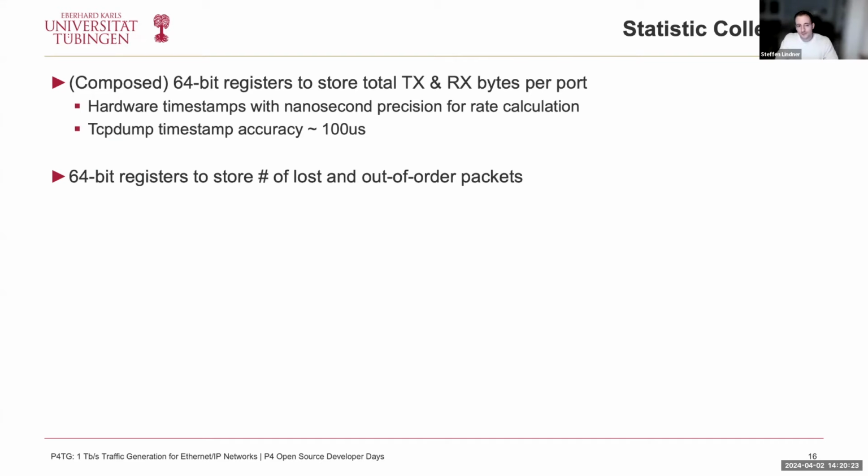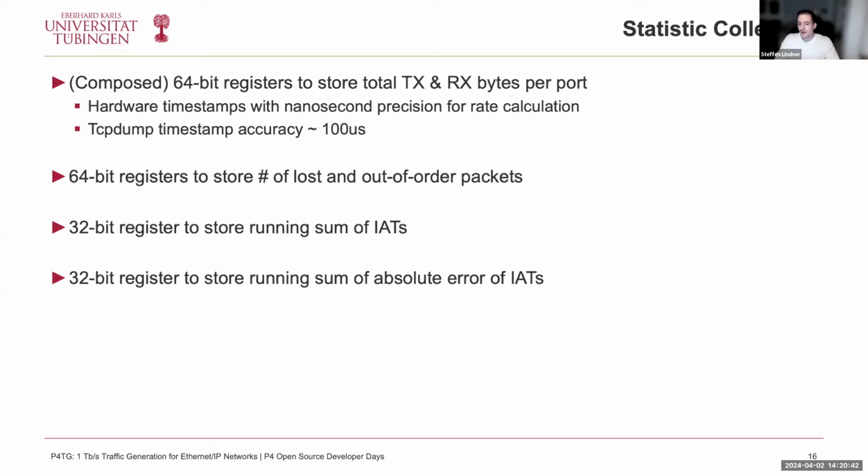We also use 64-bit registers to store the number of lost and out-of-order packets. And then we have additional registers for the inter-arrival times, a 32-bit register to store the running sum of the times between consecutive packets. So the sum and the number of packets within this metric, the same we do for the absolute error, so the deviation of the inter-arrival time to its mean. And with this approach, we can calculate statistics over the inter-arrival times over all packets and don't have to do packet sampling, like in the case for the round-trip times.